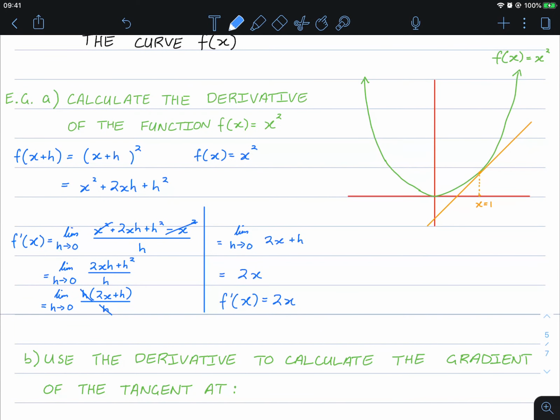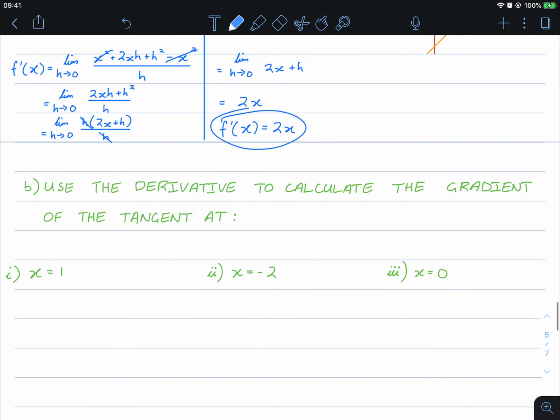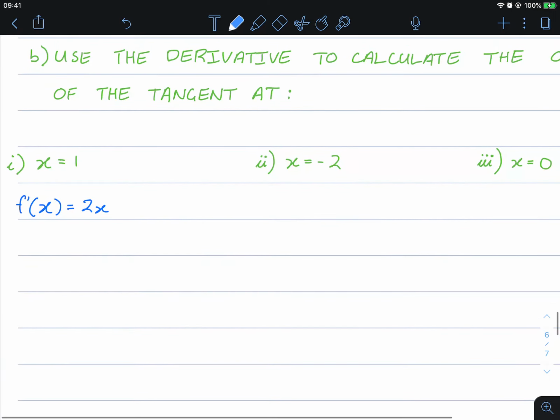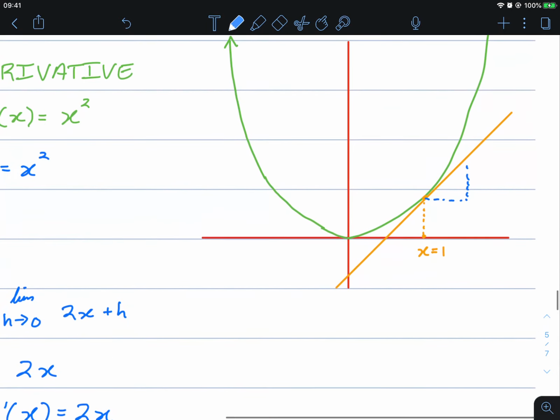So the gradient of this tangent here will be, well, we have f prime of x is equal to 2x. So now substituting x equals 1, we get f prime of 1 is equal to 2 times 1, equal to 2. So the gradient at this point here is 2. So the gradient of this tangent is m equals 2. Let's do another example.